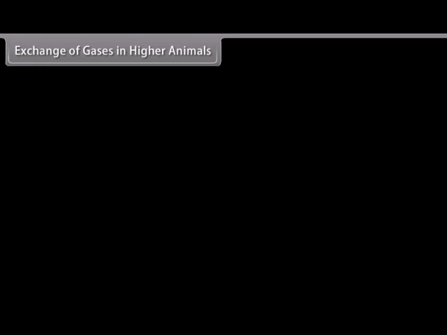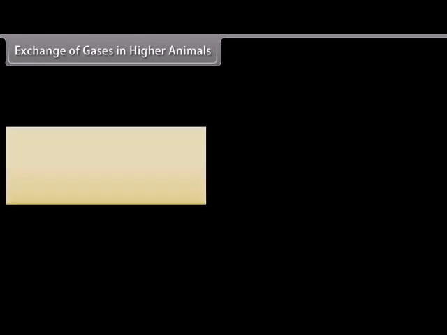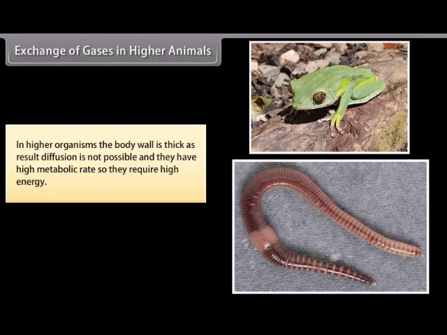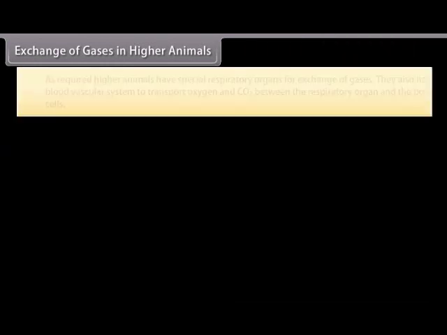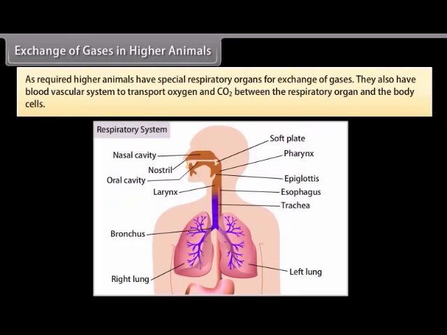Exchange of gases in higher animals. In higher organisms, the body wall is thick. As a result, diffusion is not possible, and they have a high metabolic rate, so they require high energy. As required, higher animals have special respiratory organs for exchange of gases. They also have a blood vascular system to transport oxygen and CO2 between the respiratory organ and the body cells.